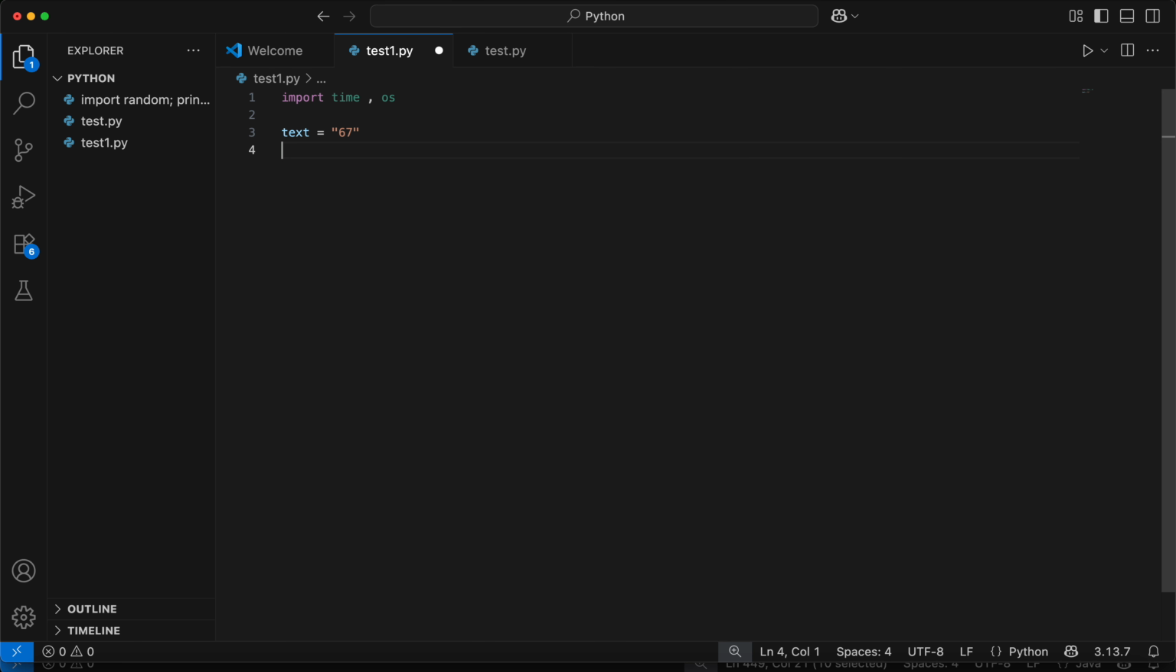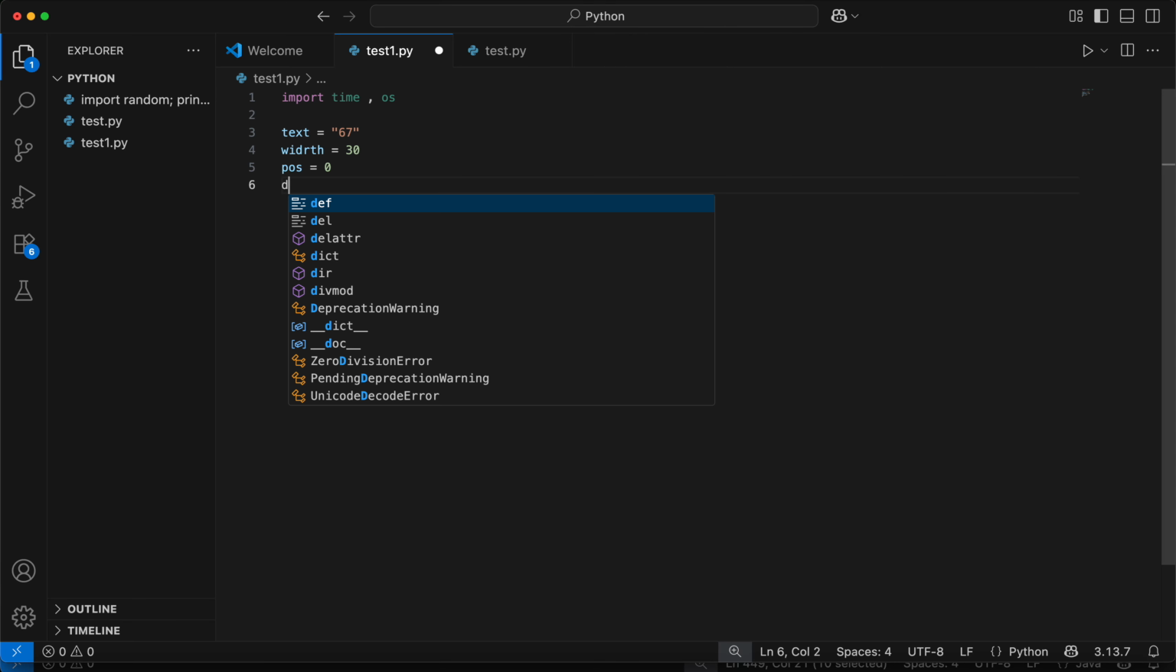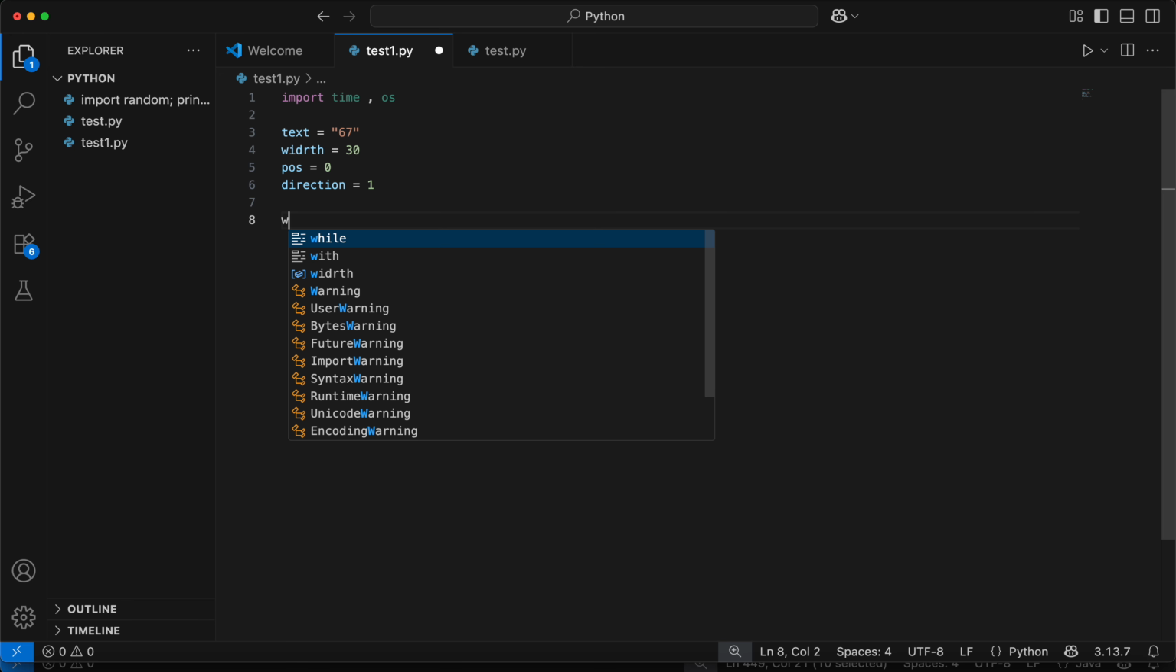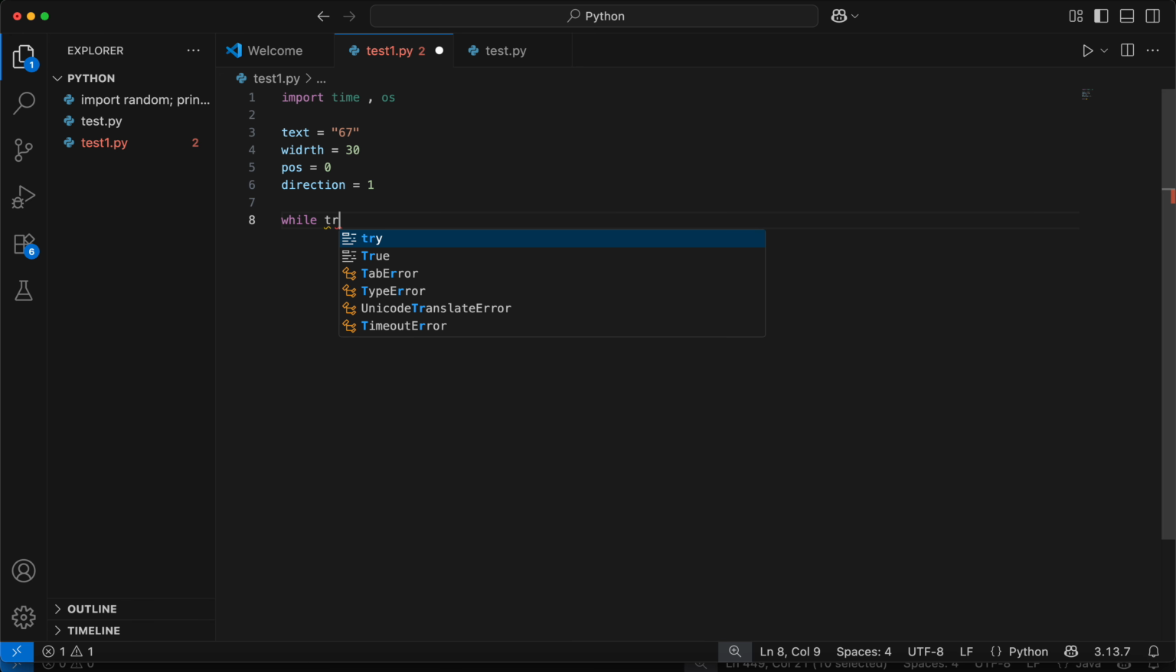And then what we'd like to do is just write our width. Our width, our pos equals 0 and our direction equals 1. Next we'd like to do is just while True.